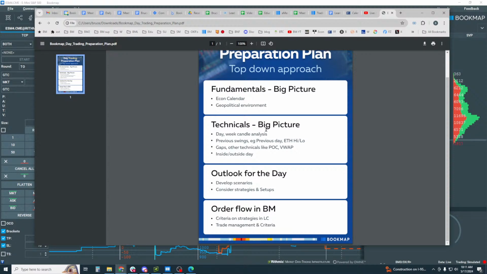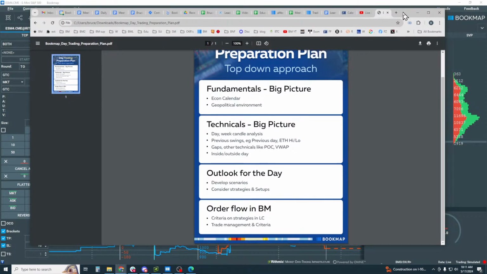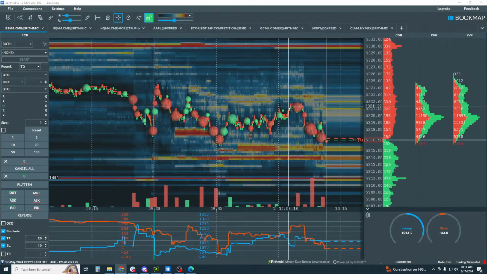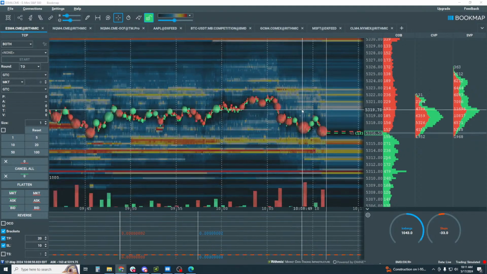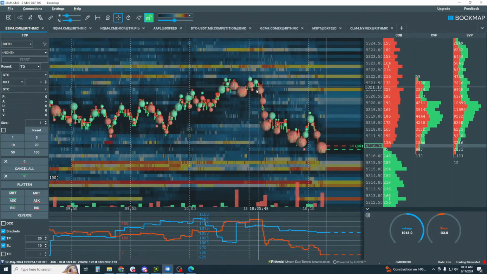Now let's look at our bigger picture technicals. Okay, so we're going to look at our candlestick charts and swings and gaps and maybe some other elements in here, inside day, outside day, etc. All right, let's come back here and take a look at where we are right now.